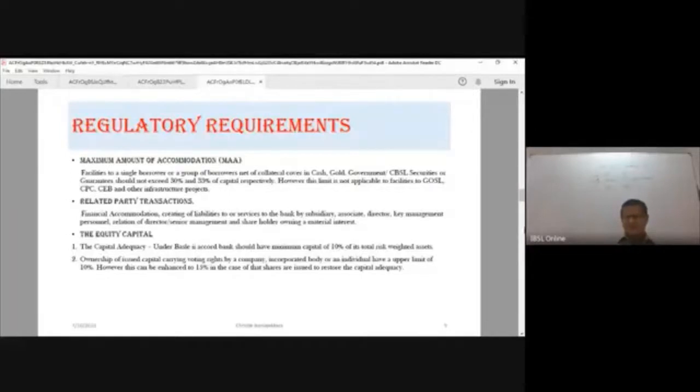Now, however, the central bank also knows that for certain customers, this will be a hindrance to borrow money.